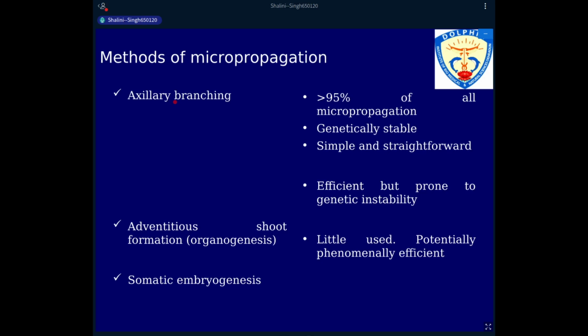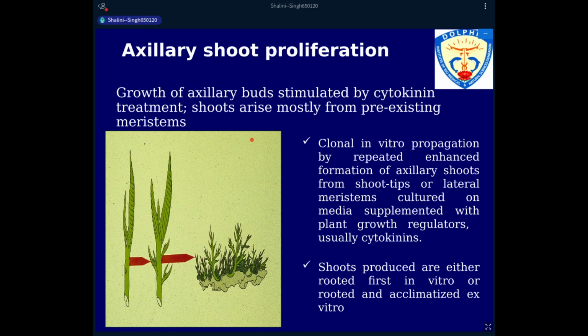Then adventitious shoot formation, that is organogenesis. You are growing a shoot from such a plant part which is not made for making shoots. So that's why it is known as adventitious. And the last one is somatic embryogenesis, in which you make somatic embryos which are most likely similar to zygotic embryos.